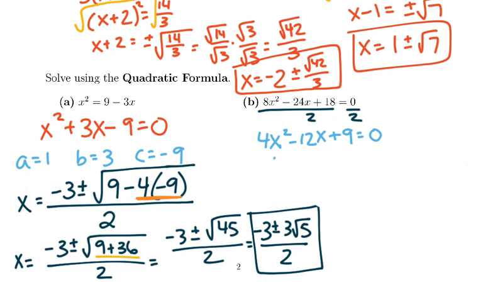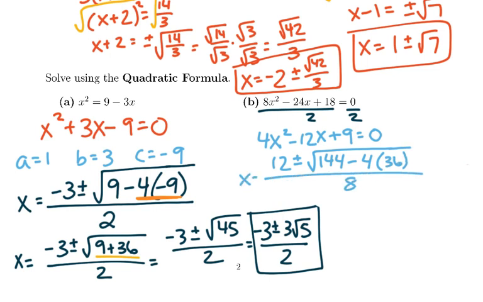All right, we have the opposite of b, plus or minus the square root of b squared minus 4ac all over 2a. Check your first step with mine, and then start simplifying. Multiply these first, and then work inside the radical. 144 minus 144 becomes 0.